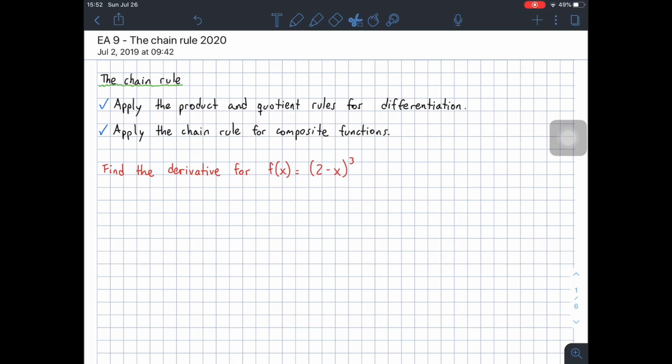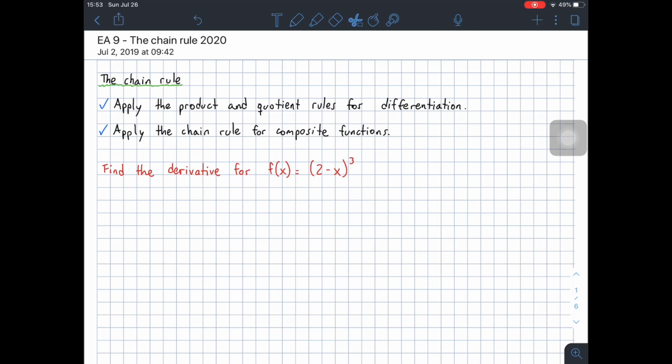Today, we're gonna continue with our last IB topic, which is calculus. We're gonna continue working with derivatives. Today, we're gonna see a new type of derivative, which is known as the chain rule.